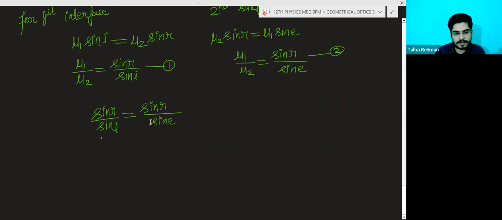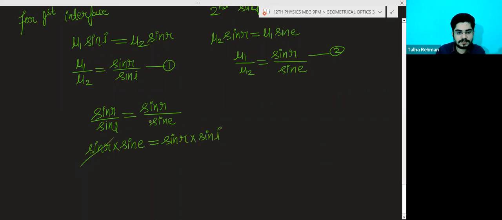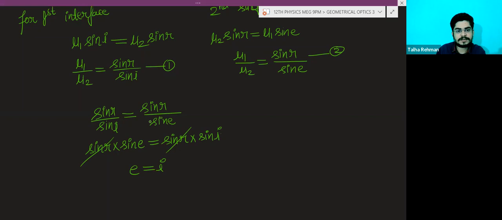You can cross multiply. Here you will have sin r multiplied by sin e is equal to sin r multiplied by sin i. Sin r cancels out. Sin e is equal to sin i. So the angle of emergence is equal to the angle of incidence i. So this is your answer, because i is given in the question. This is your final answer.